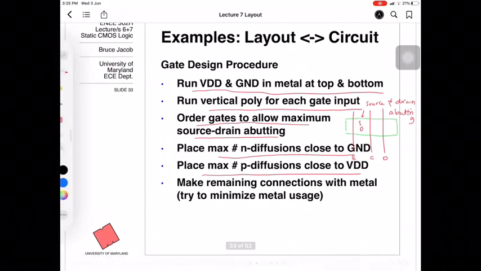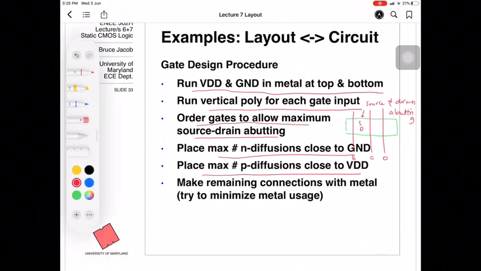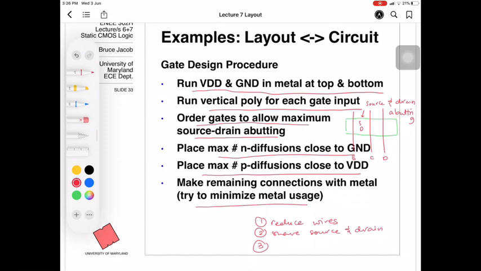So make the remaining connections with metal and try to minimize metal usage. So you want to reduce wires. Okay, and number 2, share source and drain. And number 3, maximum connections to VDD and ground. Okay, so that's it.